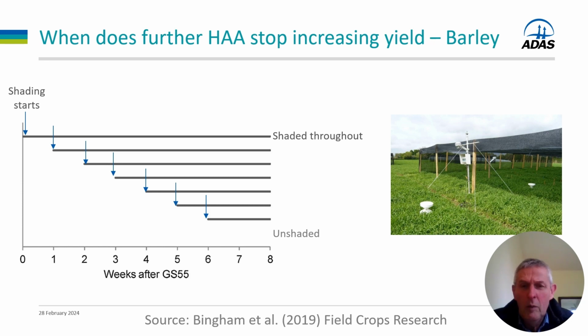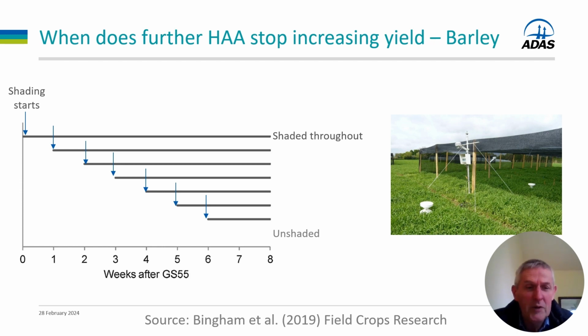So what we applied to different plots were a series of shades that reduced the amount of sunshine available to the canopy by about 2/3. So it was kind of equivalent to a pretty severe epidemic, reducing the green canopy and reducing the amount of light interception. And the chart on the left explains the treatment.